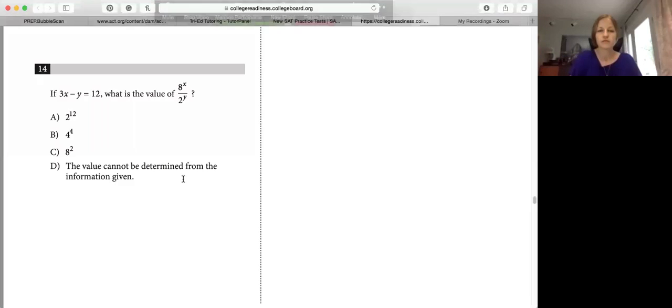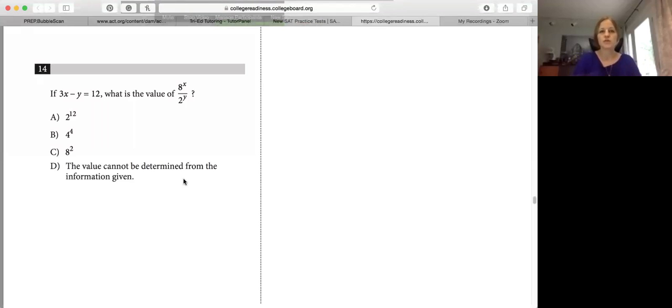We're looking at test 1, section 3, number 14. So let's take a look at the question. We're going to talk about the two different ways to solve this one. As we've been talking about with all the questions, there are techniques that you can fall back on, and then there is the more math way of doing it, right?